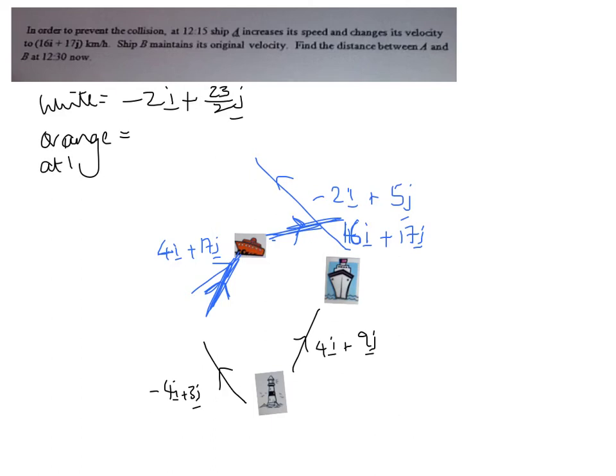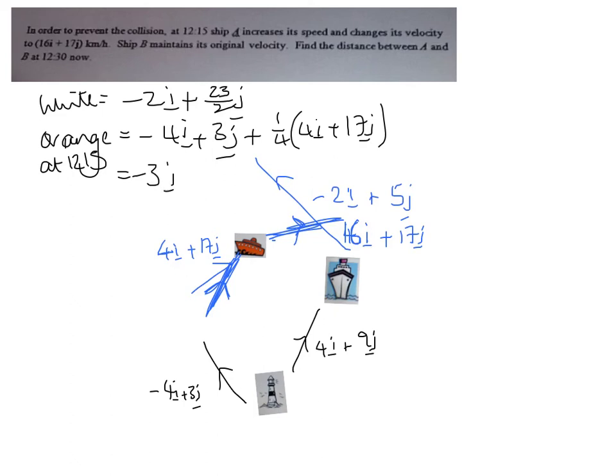Orange at 12:15 is the original position, minus 4i plus 3j, plus the time, which is a quarter of the velocity vector 4i plus 17j. So that's where he is at 12:15, and that simplifies down to minus 3i plus 15 over 2j. So that's where he is at 12:15, and that becomes his original position for the next part of the movement, which is another 15 minutes.